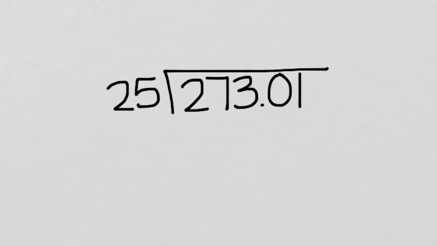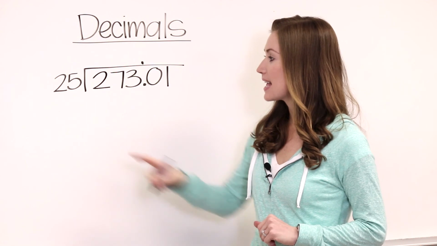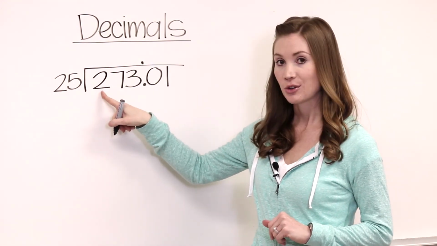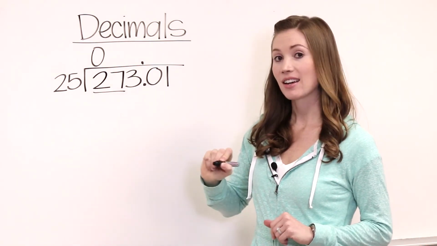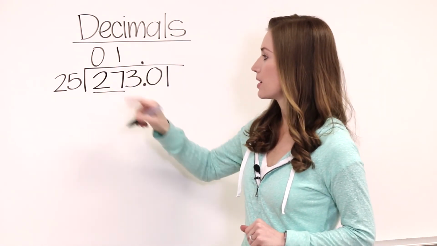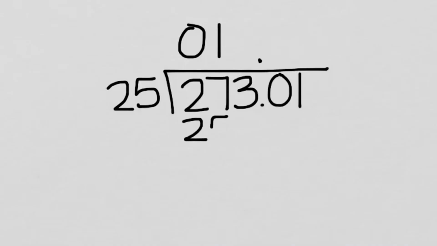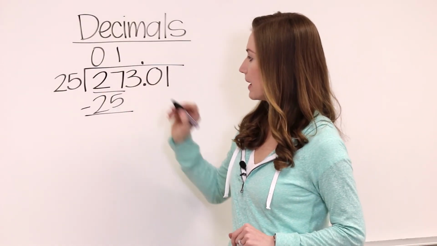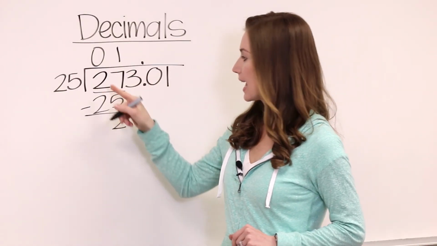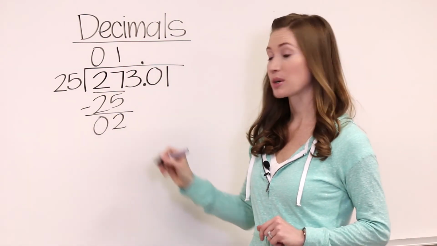Now, what's the first thing we need to do? If you said bring up the decimal point, that's correct. Now let's divide as usual. How many times can 25 go into 2? 0. What about 27? 1 time. 1 times 25 is 25. Let's subtract 25 from 27. 7 minus 5 is 2, and 2 minus 2 is 0. Let's bring down our 3.